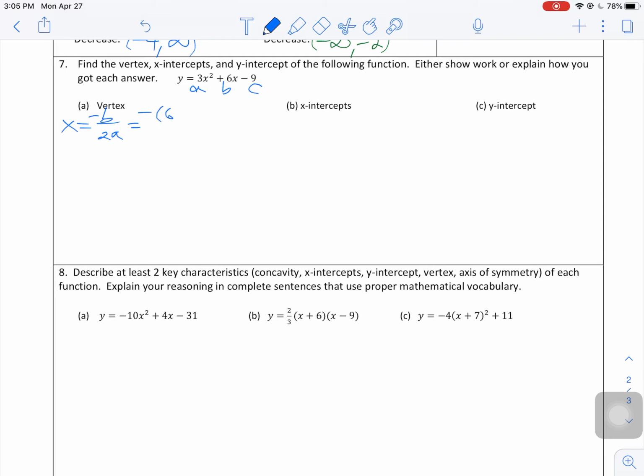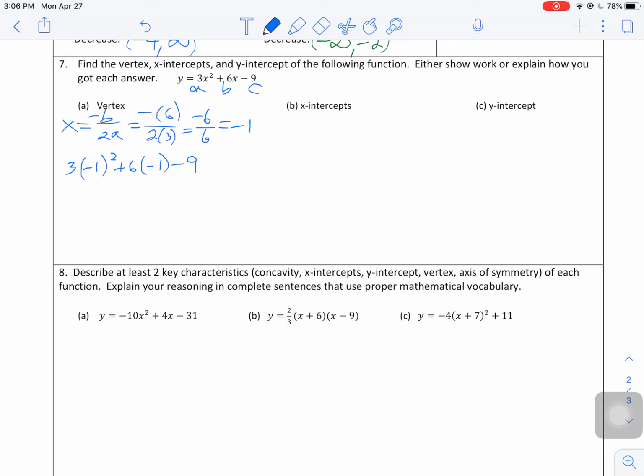So b is 6, so -6 over 2a, which is 3. So -6 over 6 reduces down to -1. So that's the x-coordinate of the vertex. In order to get the y-coordinate of the vertex, I want to take my x value, my -1, and I'm going to plug it into the equation in parentheses wherever I see an x, like so.